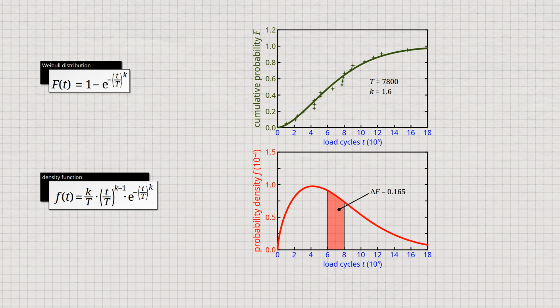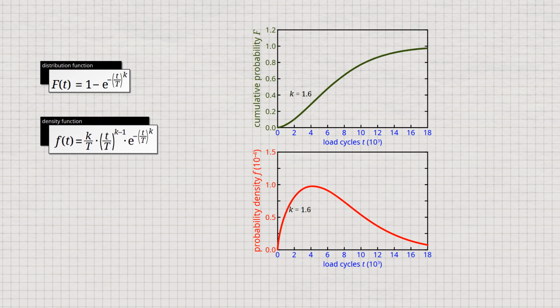For any interval, the probability of failure can be obtained from the integration of the density function. This is simply the difference in the respective cumulative probabilities. As already explained, the Weibull modulus has a decisive influence on the shape of the Weibull curve and thus on the characteristics of the failure processes.